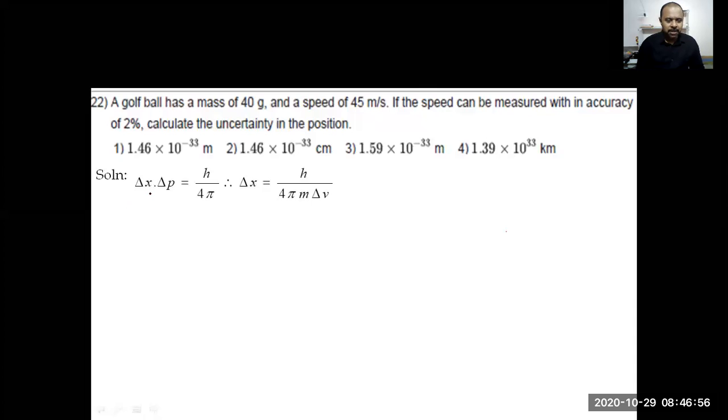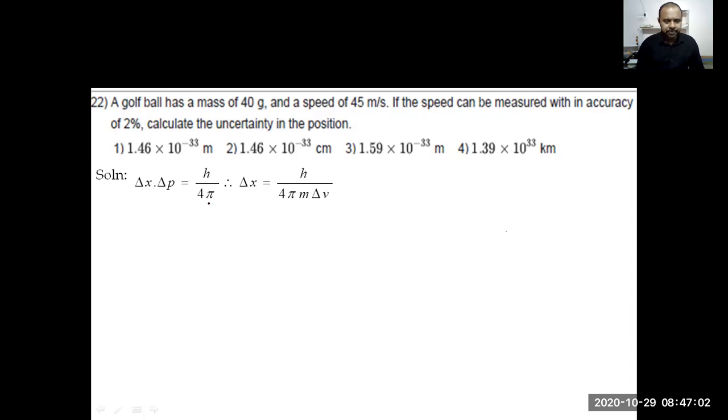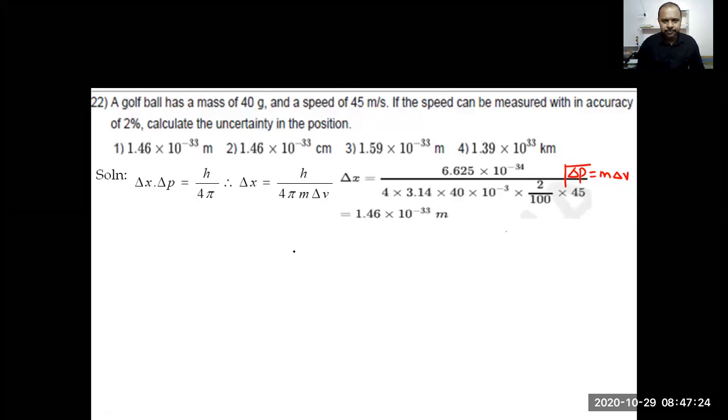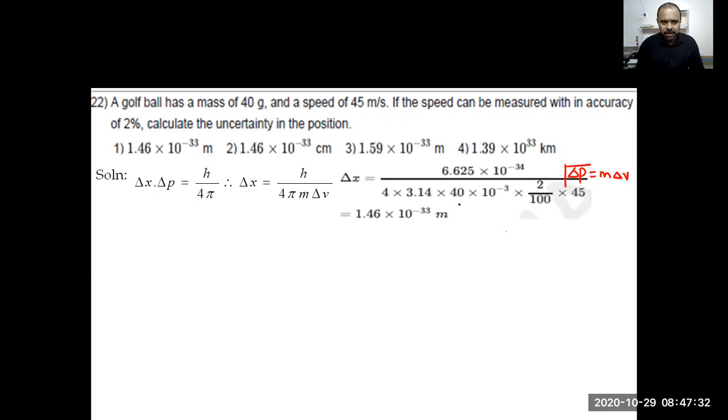The Heisenberg uncertainty principle: delta x into delta p is equal to h by 4 pi. And delta p is the uncertainty in momentum. Momentum is mass into velocity, so we have to write the uncertainty in velocity here. Therefore delta x is equal to h divided by 4 pi into m into delta v. Let's substitute the values. h is 6.625 into 10 raised to minus 34. 4 pi is 4 into 3.14.